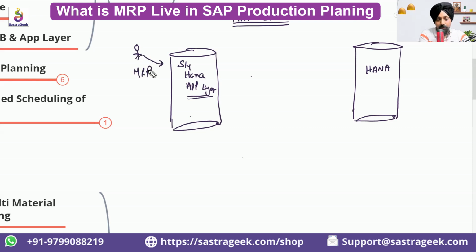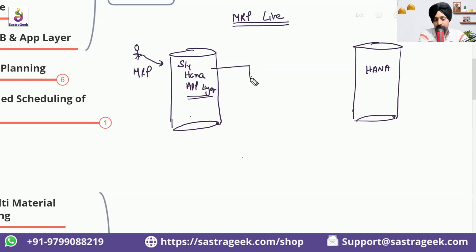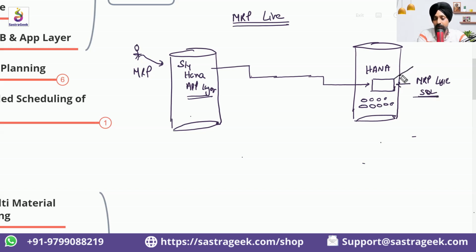Now what happens in MRP Live is that this command is directly transferred to the HANA database. Within the HANA database, all the data and all the tables are available, within the views. On top of it, SAP has rewritten the MRP logic in SQL, the database language. This is your MRP Live logic.